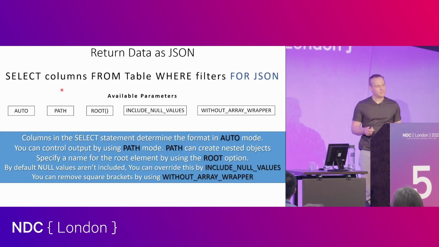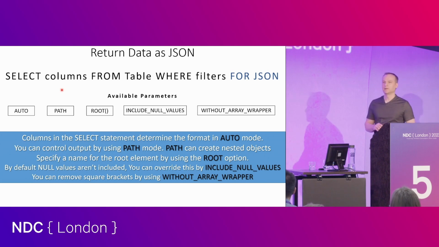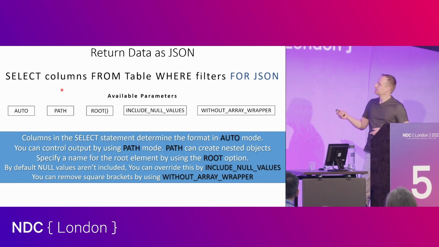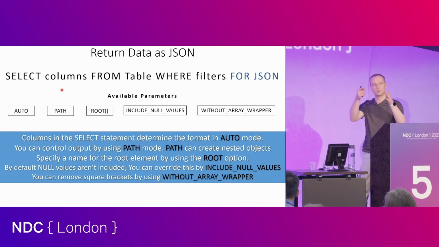Now, this is another interesting thing that you might be able to use in your application. You can actually return data as JSON. You know SQL Server can return as XML. By just using FOR JSON at the end, you can return whatever you are returning as a JSON document. There are a couple of parameters you can use. If you don't use anything, it's going to be AUTO. So the select column names are going to be your property names, and that's going to be the schema of the JSON.